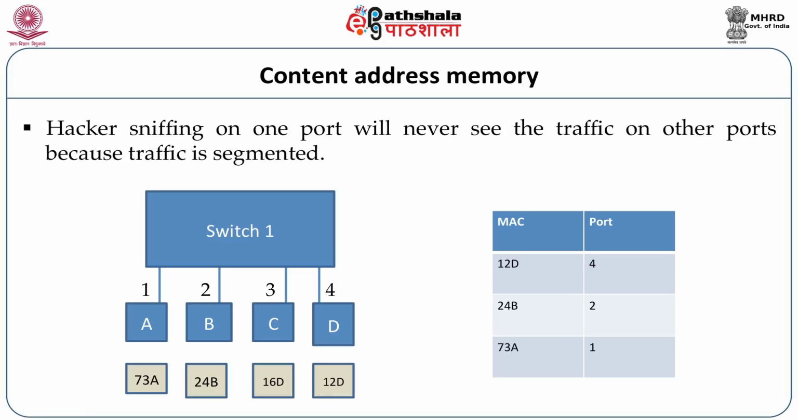Hackers sniffing on one port will never see the traffic on other ports because traffic is segmented. So what we can see is switch 1 has ports 1, 2, 3, 4. There are devices A, B, C, D, and their addresses are 73A, 24B, 16D, and 12D. So the MAC address associated with port number 4 is 12D, the MAC address associated with port 2 is 24B, and the MAC address associated with port number 1 is 73A. So 73A, 24B, 12D are nothing but the MAC addresses.